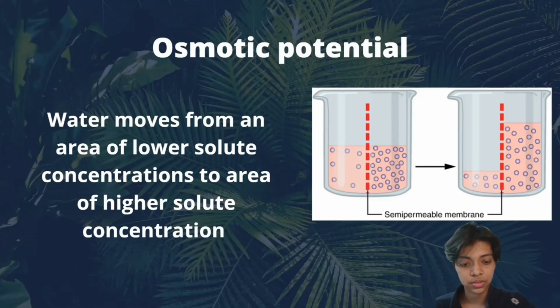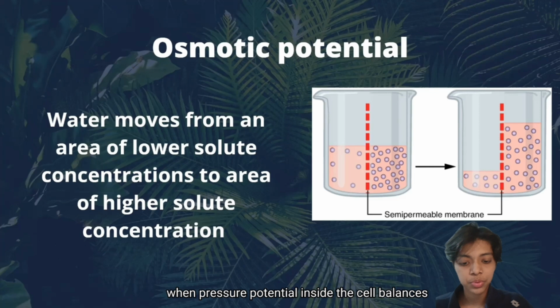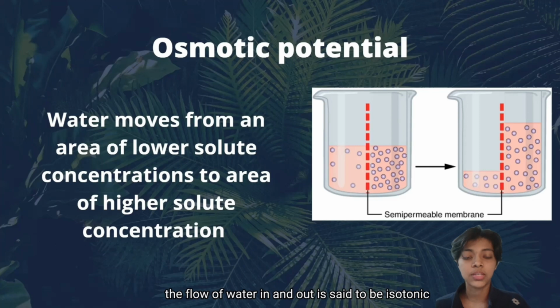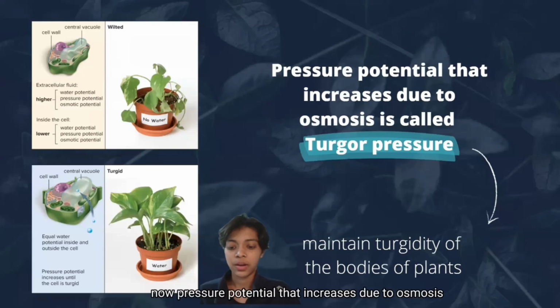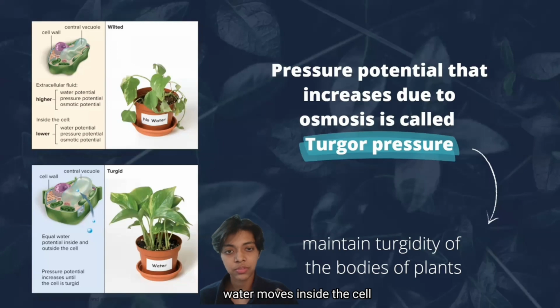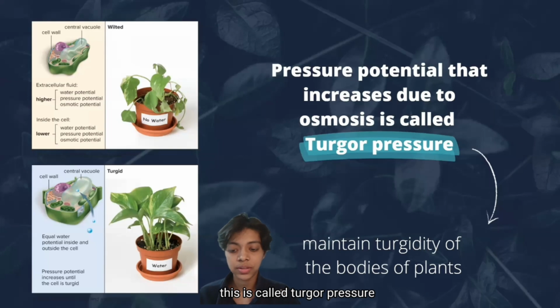High solute concentration means the water pressure increases inside the cell. When pressure potential inside the cell balances osmotic pressure outside the cell, the flow of water in and out is said to be isotonic, meaning it is the same. Now, pressure potential that increases due to osmosis is called turgor pressure. In osmosis, water moves inside the cell, the vacuole swells and pushes against the cell wall. This is called turgor pressure. The main function of this pressure is to maintain turgidity of the bodies of plants.